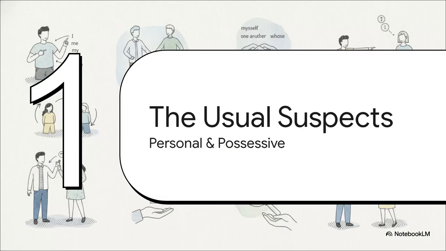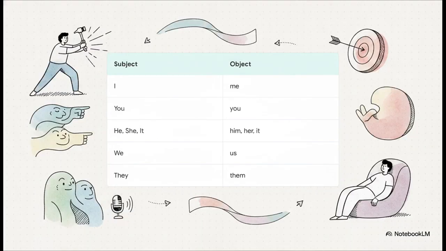Moving on to Section 2, the usual suspects, personal and possessive. Personal pronouns refer to specific people or things, but what's really fascinating is how they completely change their disguise depending on their role in the sentence. Subject pronouns actually perform the action, like I am a teacher or they are doctors, but the second they receive the action, when they take the hit, they transform into object pronouns. I becomes me, they becomes them. Obviously, you wouldn't say she called I, you say she called me.